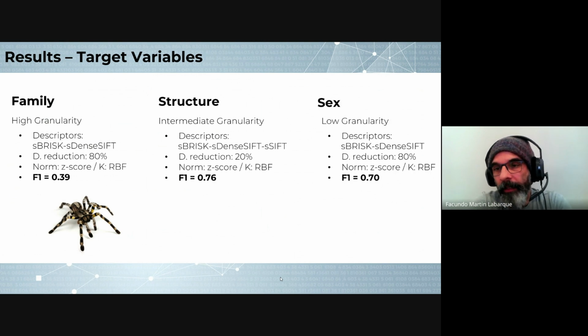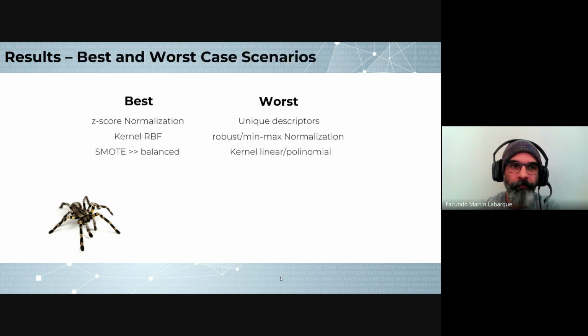And our low granularity target, which was a binary one. The best scenario was when we applied at least 2 different kinds of descriptors. The dimensional reduction was 80%. The normalization and kernel were the same as the other 2. And the F1 was also high for our expectations, 0.7.